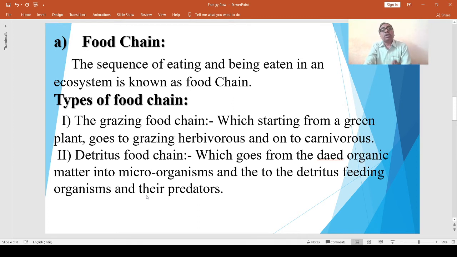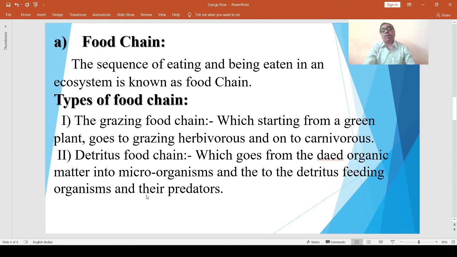That is, the sequence of eating and being eaten in an ecosystem is known as food chain. Then the types of food chain. Food chains are of 2 basic types. These are the grazing food chain, which starts from a green plant, goes to grazing herbivores, and onto carnivores.